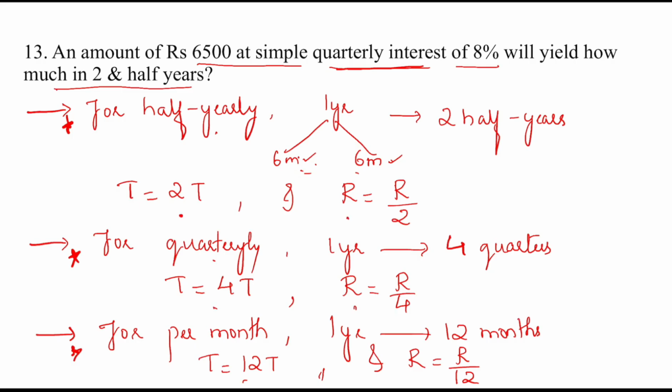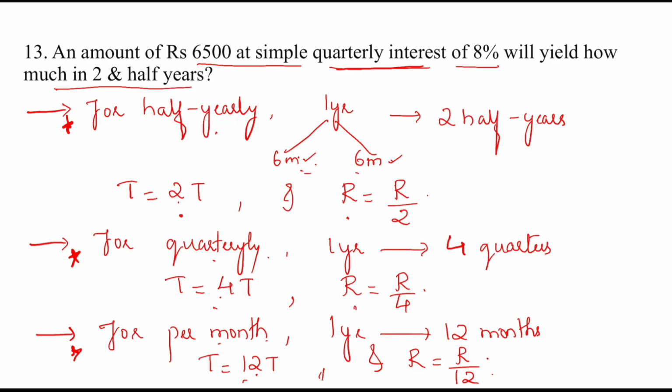Just remember, time gets multiplied by 2, but rate gets divided by 2 if it is half yearly, and quarterly time will get multiplied by 4 and rate gets divided by 4, and per month time gets multiplied by 12 and rate gets divided by 12. So after knowing this, we'll solve the problem.